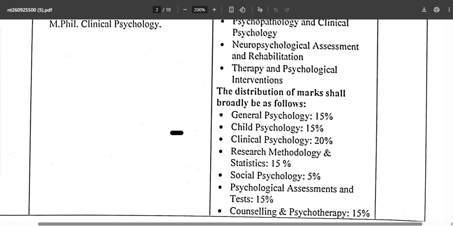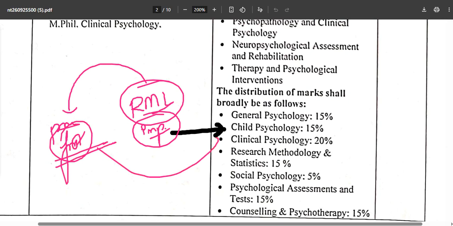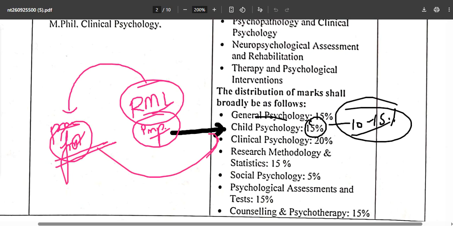And after that, there is child psychology, which is a very important component of your MPhil entrance preparation, particularly for the RML examination. Why? Because this is the only premier examination that asks you about child psychology. That is 15%, so you can assume 10 to 15 questions from this child psychology portion.